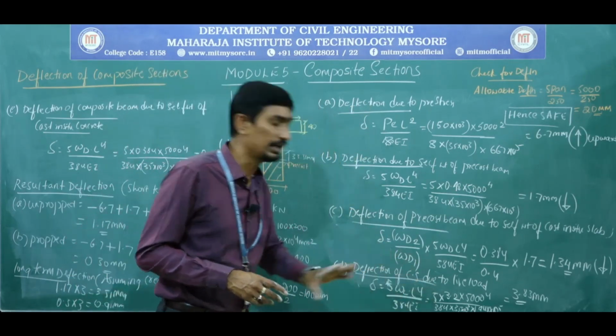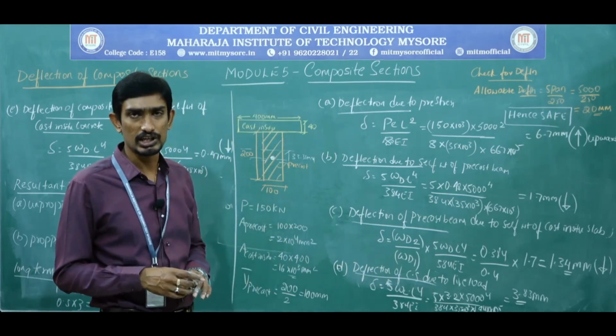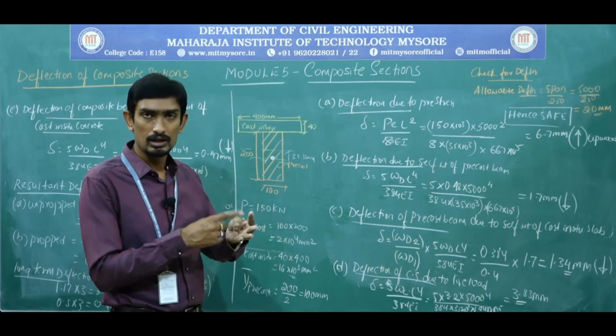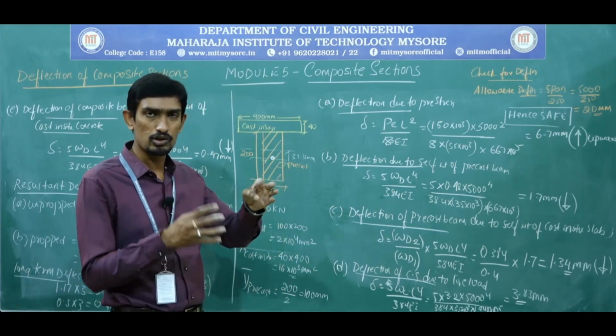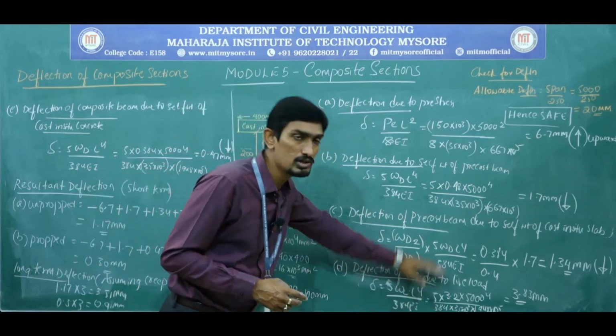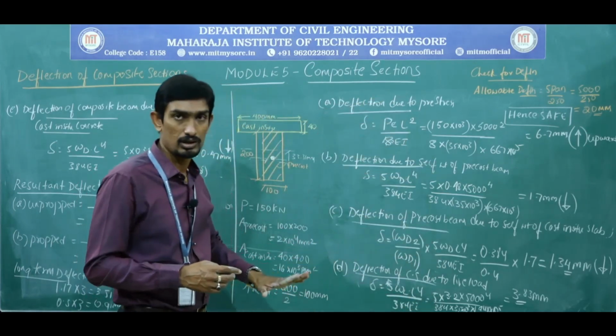Substitute the terminology in this I. Okay, that is the one change. For the unpropped case, you take I composite, and that I composite you have to multiply by 1.25; those I values you are going to substitute in this. So this is for the unpropped case.